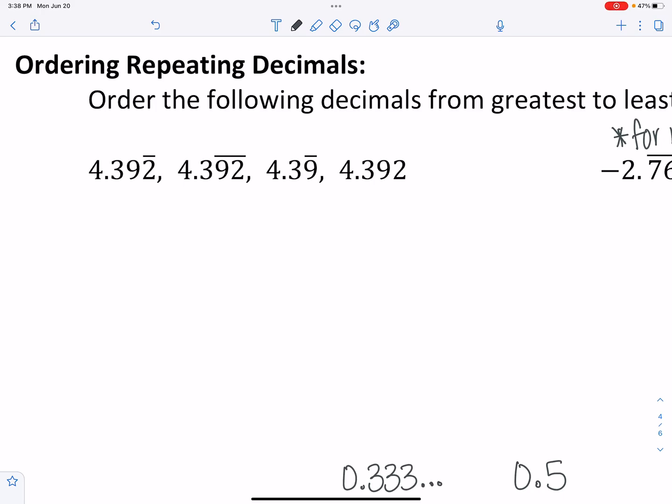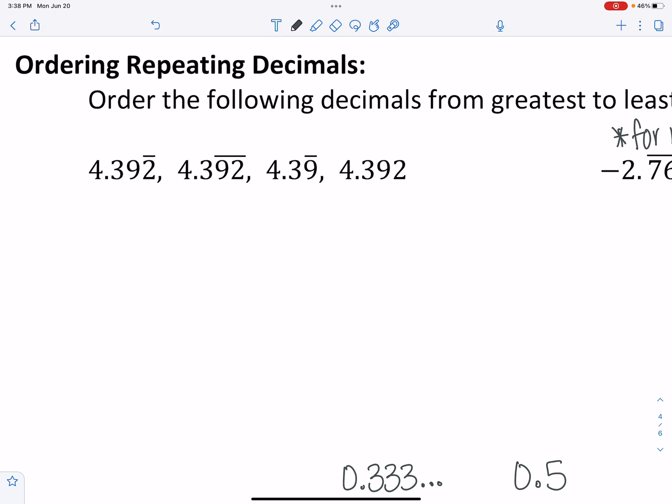Alright, so this is our final video for repeated decimals. So the first thing we're going to look at is ordering repeating decimals. Very similar to ordering our finite decimals, except they're going to go on and on forever. So in this first example on the left, I am ordering them still from greatest to least.